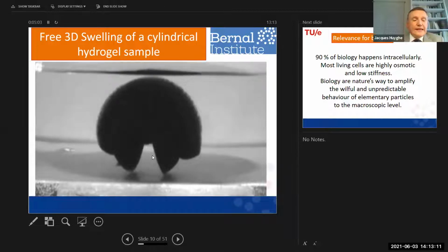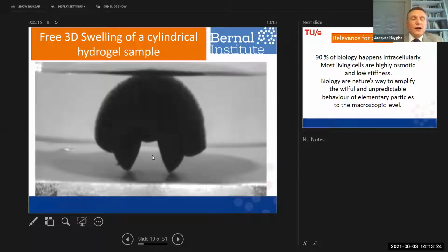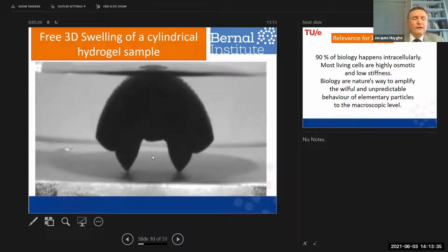Now, as time goes on, the surface instabilities turn into a saddle shape of the cylindrical gel. And we see here the concave side of the gel being downwardly oriented in the plane of the image, and perpendicular to the plane of the image, we have a concave surface pointing up.